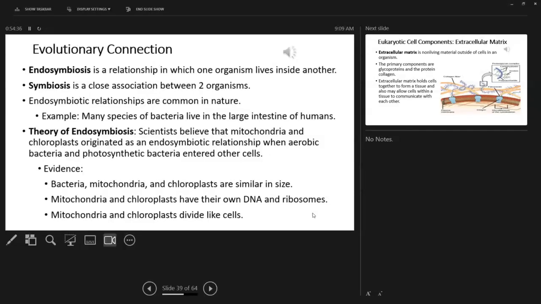Chloroplasts and mitochondria still look like bacteria cells. They're about the same size. They have their own DNA. You may have heard of mitochondrial DNA if you watch forensic shows. But that's DNA that's separate and different from the DNA in the chromosomes of the nucleus of your cell. And when your cells make more mitochondria or chloroplasts, the ones that you have divide just like bacteria cells do. So they still look and act like separate cells.